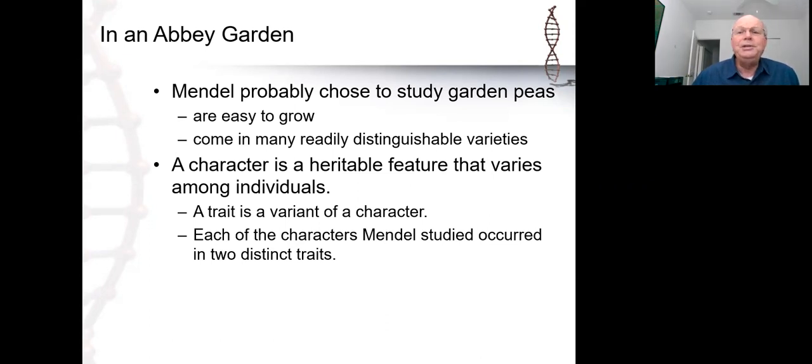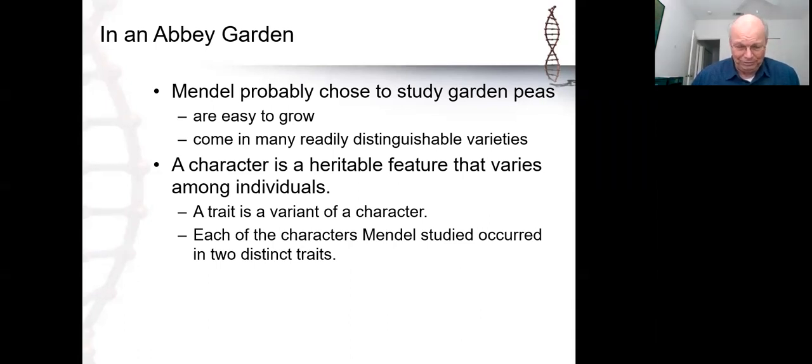And the reason why he did this was so that there could be no confusion about what he was looking at. So in the case of flower color, they were either purple or they were white. There was nothing in between. This was not a snapdragon case where the red and the white give pink. This was in the peas: mixing purple and white didn't give you some lighter shade of purple. You either had purple or you had white.